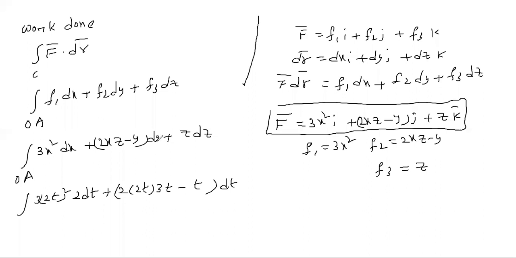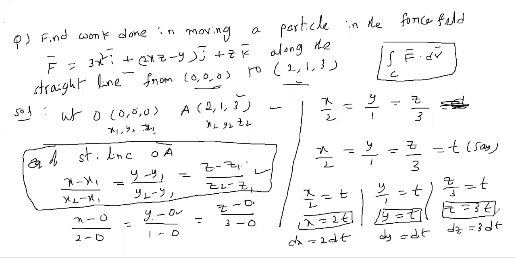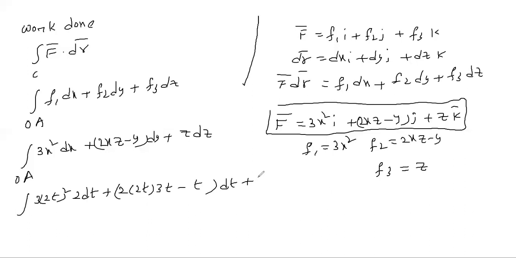What is the dy value? dt. What is the z value? Just now z value equal to 3t, dz equal to 3dt. So now, simple. The problem is totally converted in terms of t.